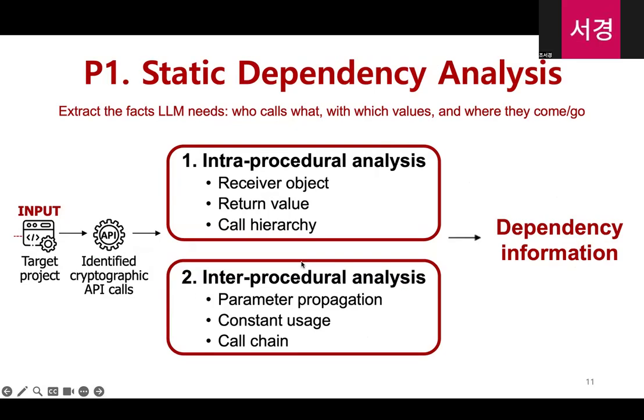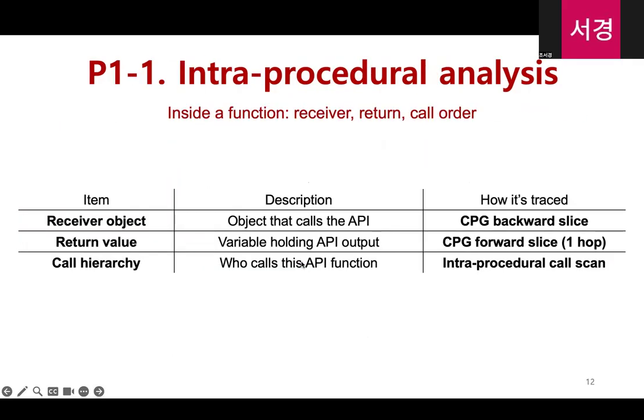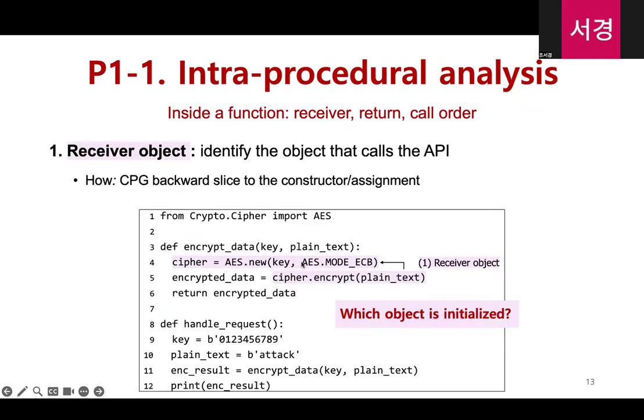In phase one, we run static dependency analysis. We extract each crypto API's context at intra and inter scopes. Inside a function, we capture three things: who calls the API, where the return value goes, and the in-function call order. This example shows how we identify the receiver.